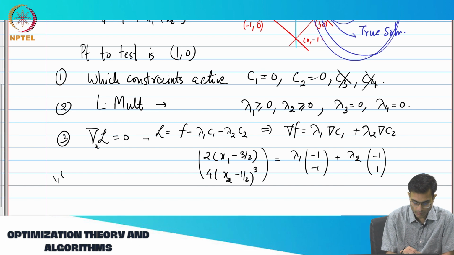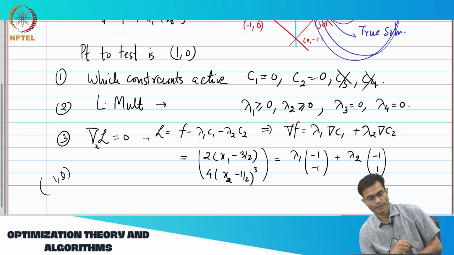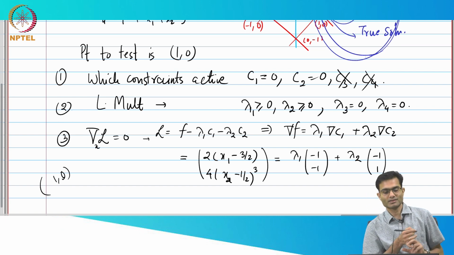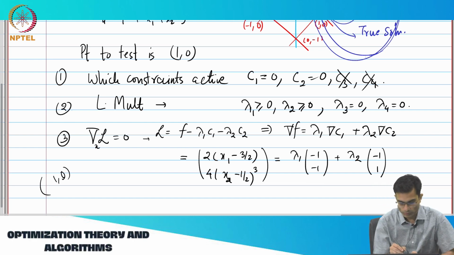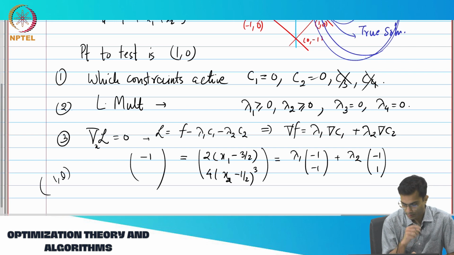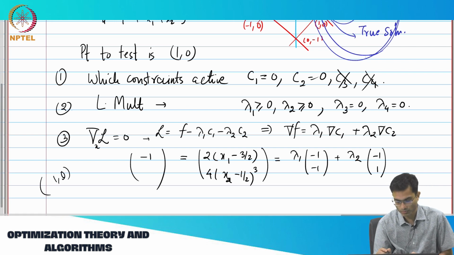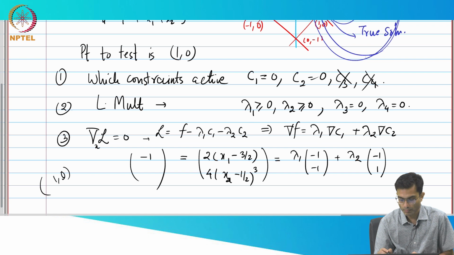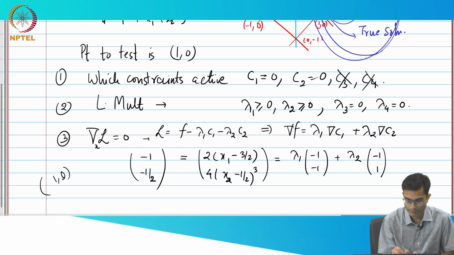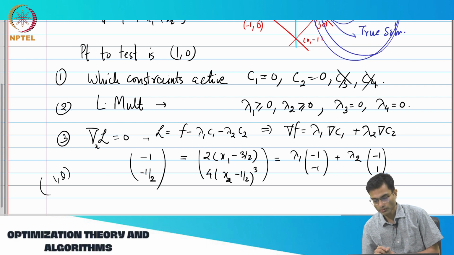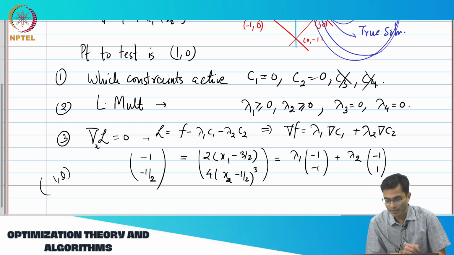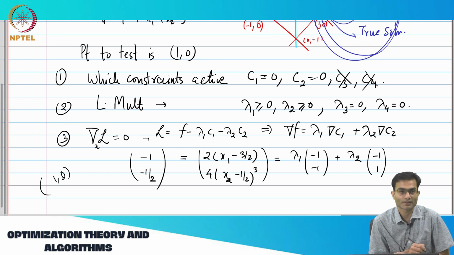The point is (1, 0). So if I substitute (1, 0) into this, what will I get? 1 minus 3 by 2 is minus half, multiplied by 2 is minus 1. So this is minus 1. And this is 0. So what do we get? Minus half, because it's minus 1/8 into 4, which is minus half. So lambda 1 and lambda 2 have to satisfy this.